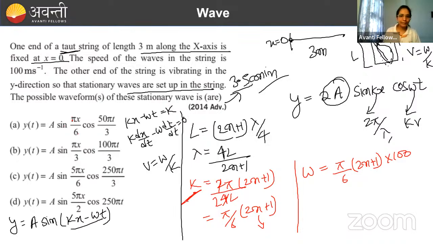Now look, if we put the value of n as 0, this is pi by 6. So pi by 6 into 100, how much will it be? This will become 50 pi by 3, right? So the first seems like it is correct. The possible waveforms of this stationary wave are what? The first one looks correct.